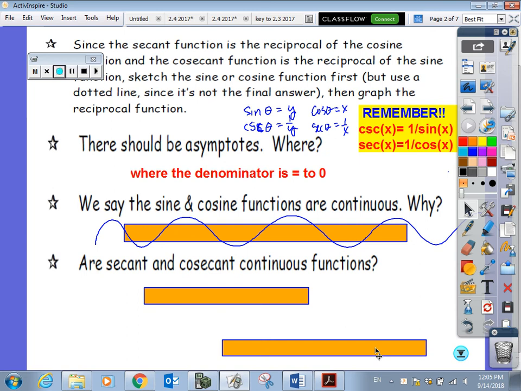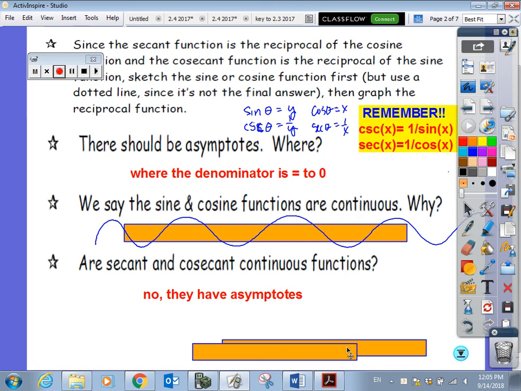Because we have asymptotes, it will not be continuous. Okay? If something has asymptotes, now that's for right now. Later on in calculus, you'll learn you have different things that represent continuous. But for right now, secant and cosecant are not continuous because what we draw has asymptotes. We can't draw a secant and cosecant graph without picking up our pen or pencil.